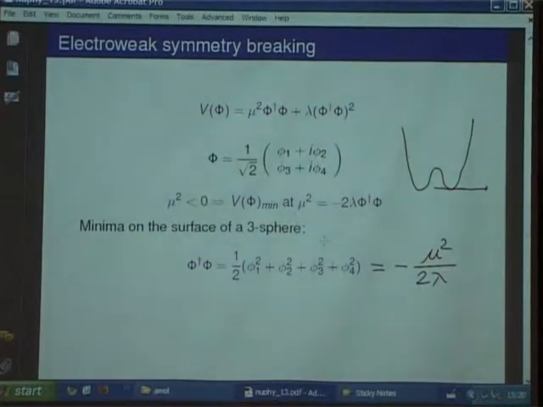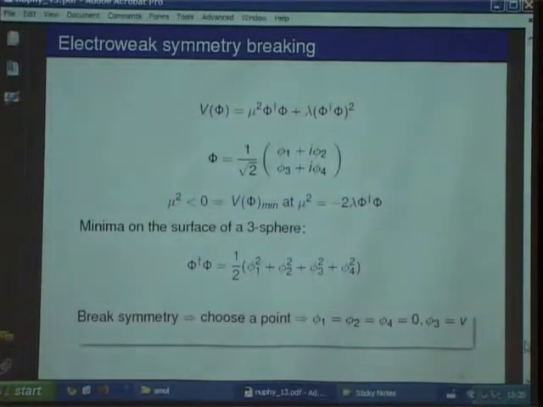The potential is minimum over this whole surface. This is a 4-dimensional surface. So therefore, all the points on this surface are equivalent, which is a symmetry. Symmetry says that there is no difference in all these points. The potential is the same at all these points.